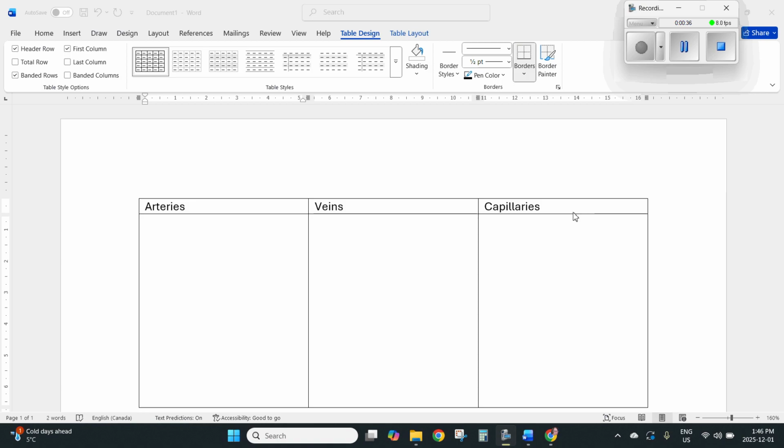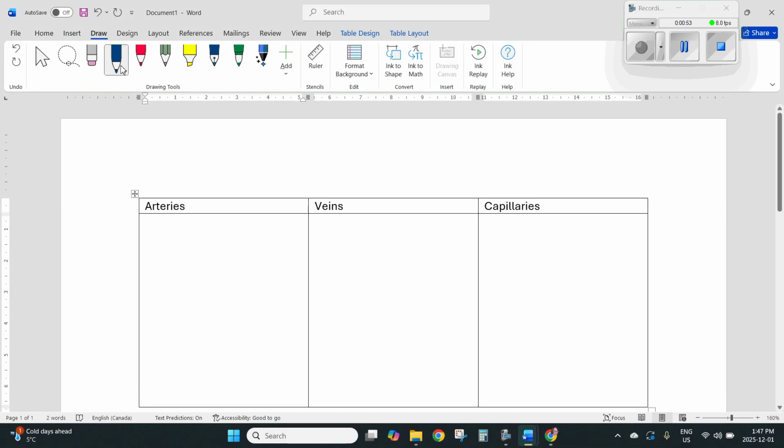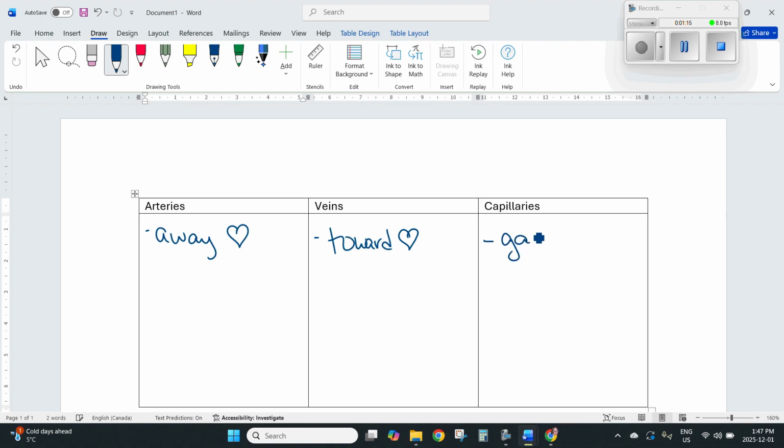So the difference between arteries, veins, and capillaries. This should have been learned yesterday in your research on the difference between arteries, veins, and capillaries. So stuff we already know is the fact that arteries are moving away from the heart. Okay, veins move toward the heart, and then our capillaries is where we have gas exchange.